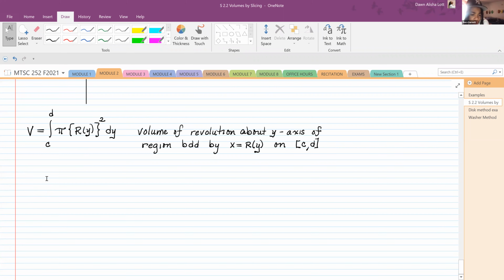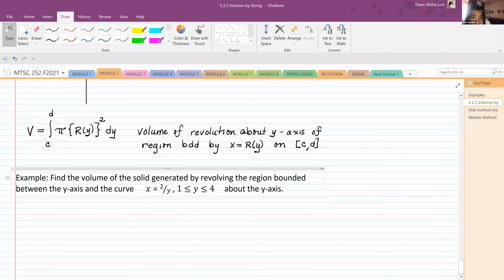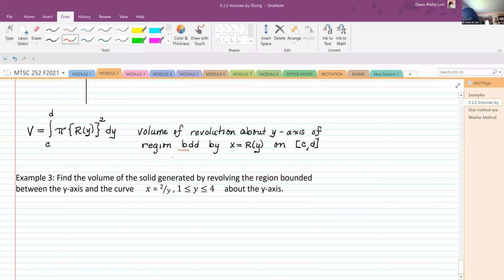Professor, is this a BDD? You said volume of revolution about the y-axis of region BDD. Bounded. That's what I had before. BDD means bounded.